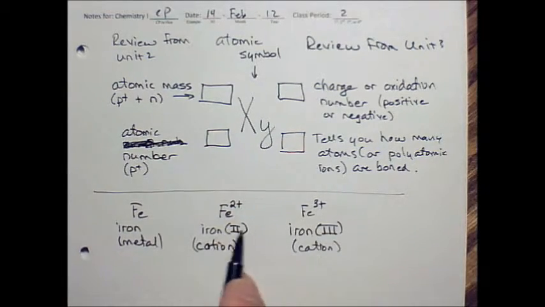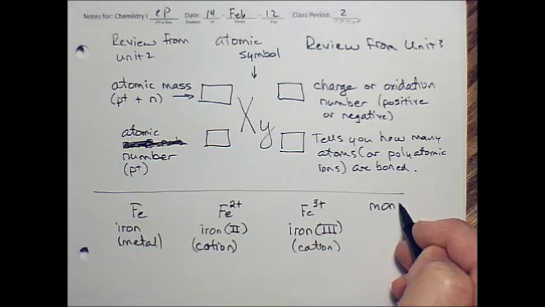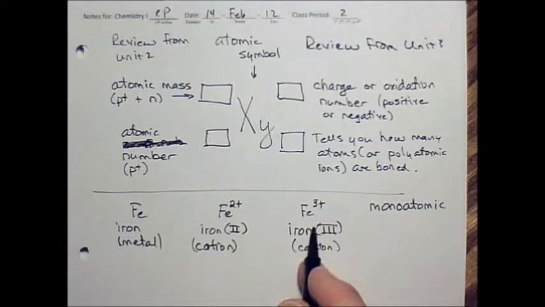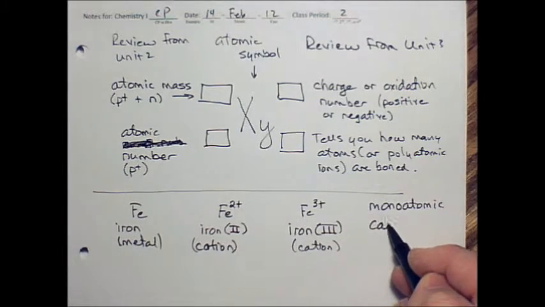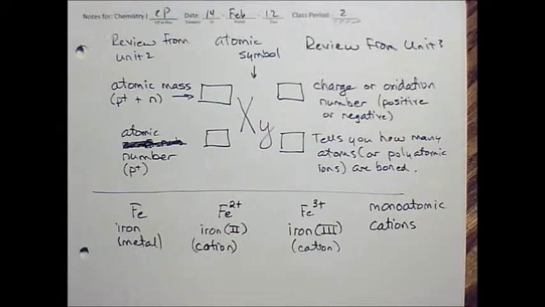So both of these are monoatomic ions. Since they're both positive, they're not just monoatomic ions, they're monoatomic cations. What's a cation? A positively charged ion. An anion is a negatively charged ion.